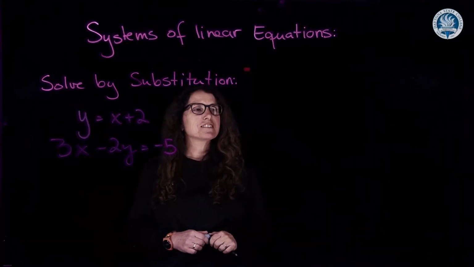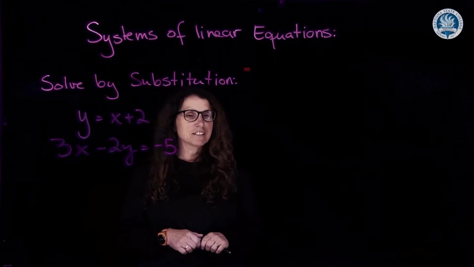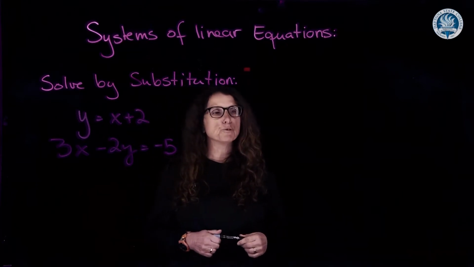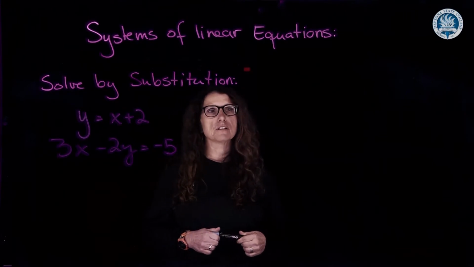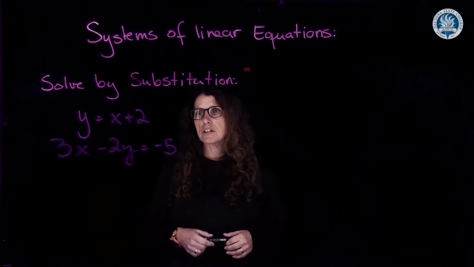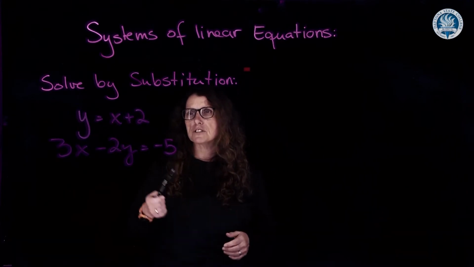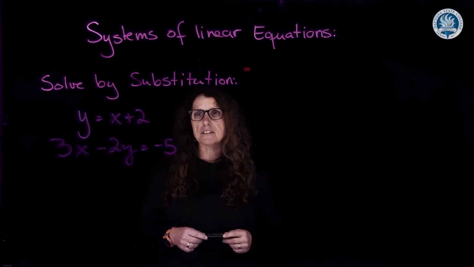Let's take a look at systems of linear equations. Systems of linear equations have two or more equations. It really all depends on the amount of variables that you are looking for. We are looking for a system of equations that have two variables, so I have an example right here.